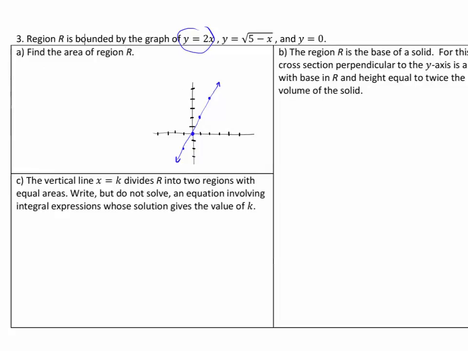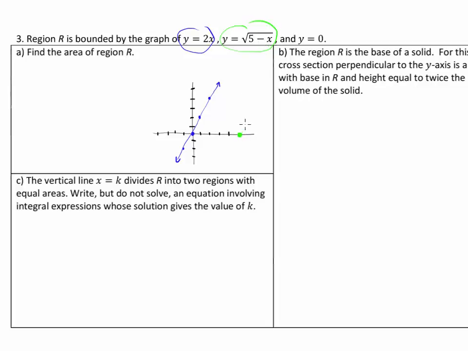Let's take a look at this one right here. Do this one in green. Square root of 5 minus x. If I want this to go to 0, I need my x value to be 5, because 5 minus 5 is 0, square root of 0 is 0. So if I plug in 5 for x, I get out a value of 0. 1, 2, 3, 4, 5. So I know it's right there.